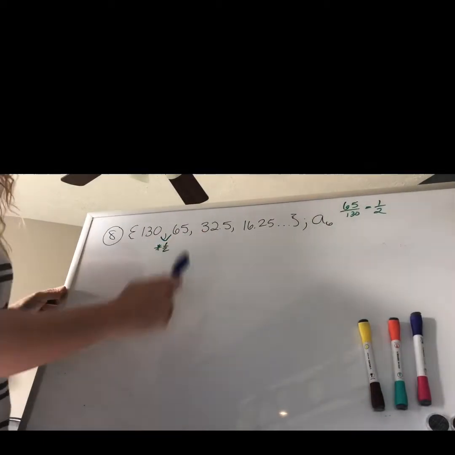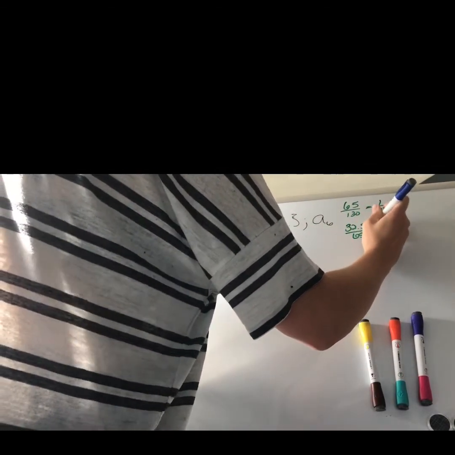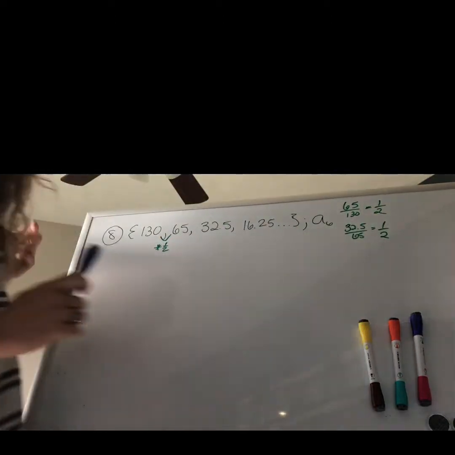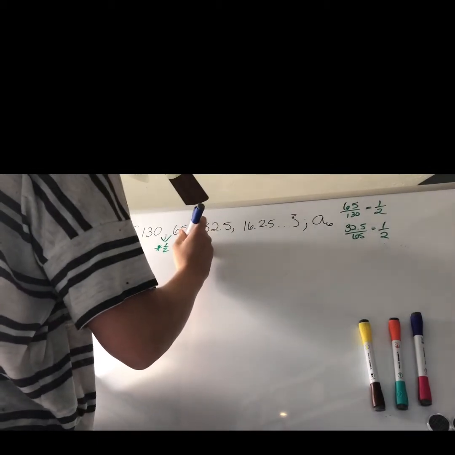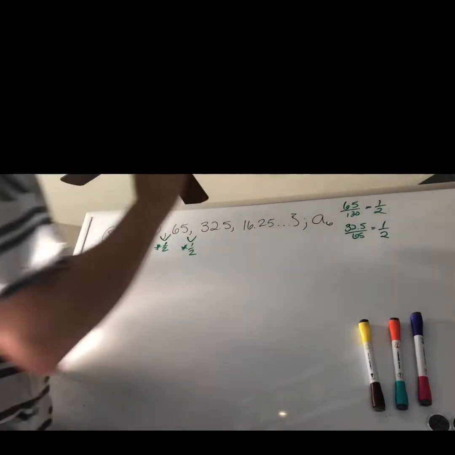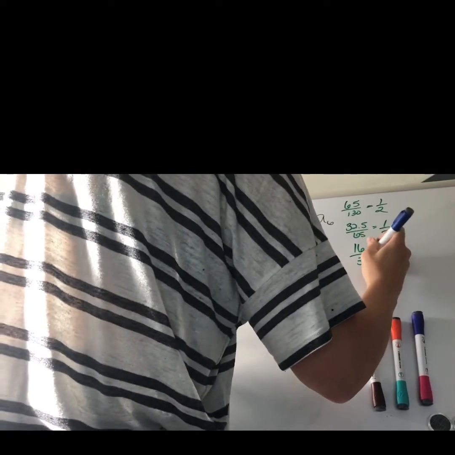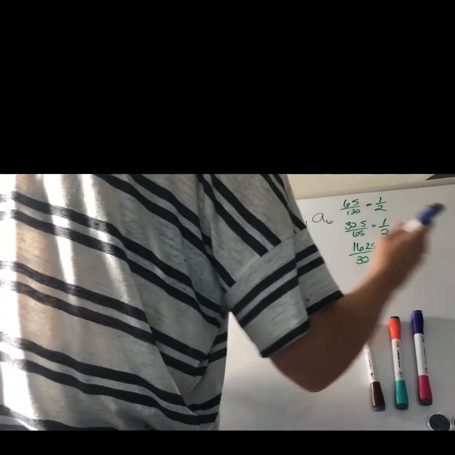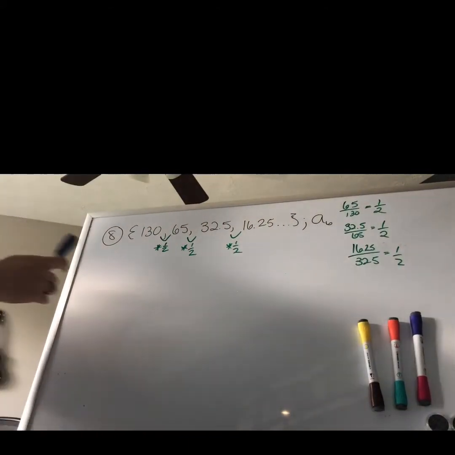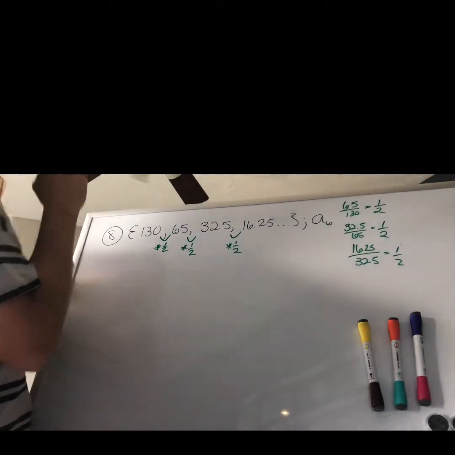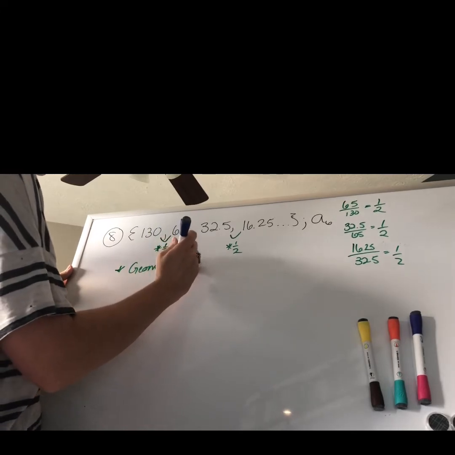So let's check out 32.5. 32.5 divided by 65, math enter, 1/2. So once again, multiplying by 1/2 here. One more time, 16.25 divided by 32.5 equals 1/2. So multiply by 1/2. All right, so this is a geometric sequence. Write that down. Geometric sequence.